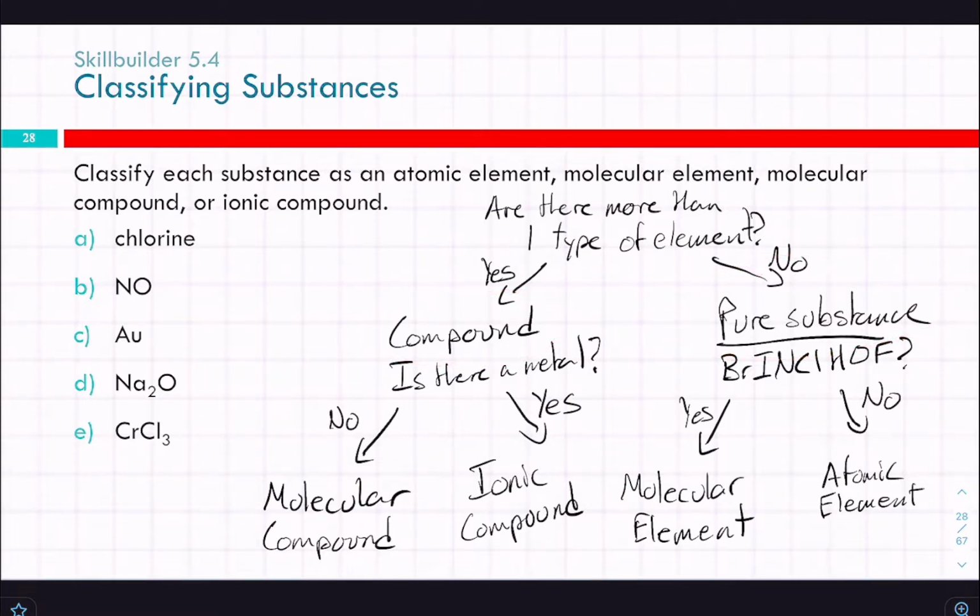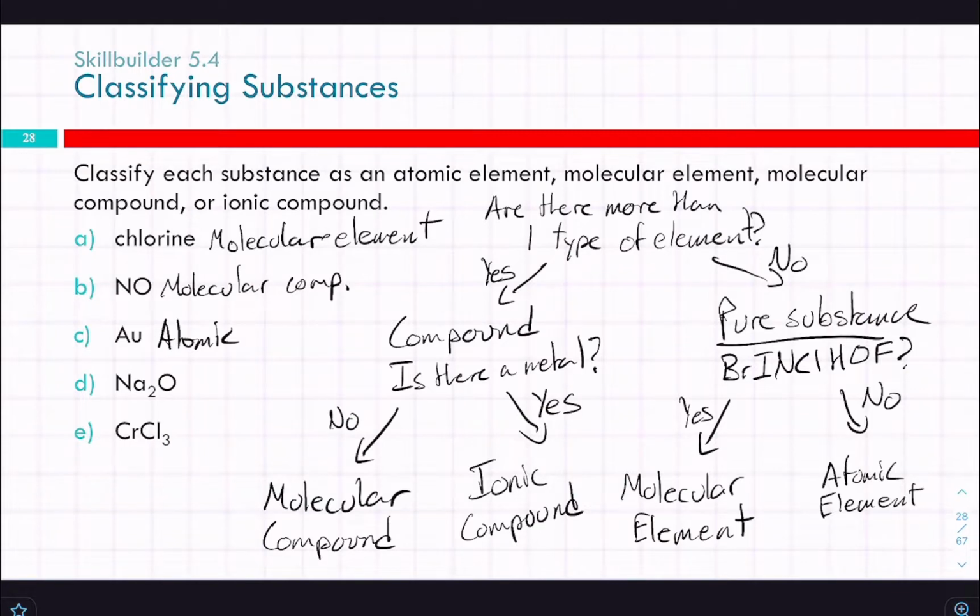All right, so for gold, is there more than one type of element? No. Is it a Brinkelhoff? No, it's atomic. This was molecular compound. I'm going to abbreviate that, and this was a molecular element.